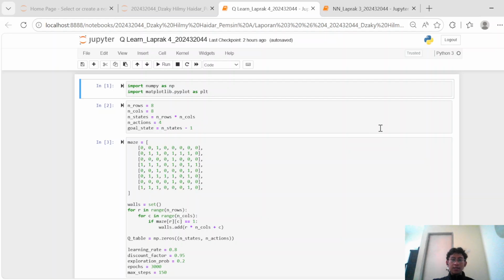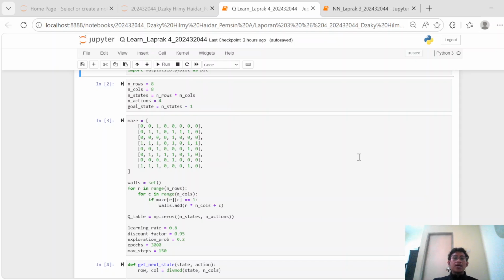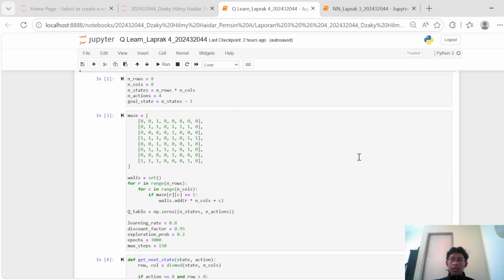To map the agent position from a two-dimensional coordinate, row and column, into a single flat index, we use the formula s equals R times number of columns plus C. Our action space A consists of four deterministic movements: up, down, left, and right.